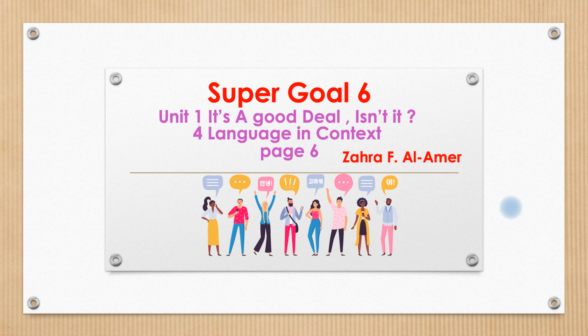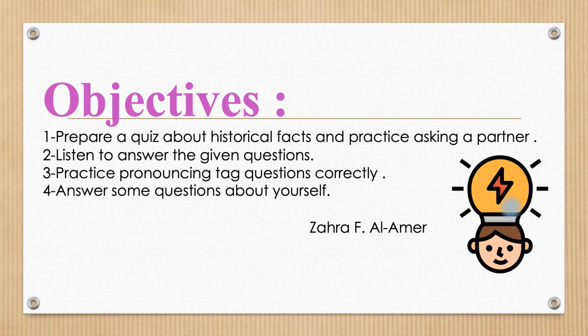For language in context, page number 6. Now let's take a look at the objectives. Number 1, prepare a quiz about historical facts and practice asking a partner. Number 2, listen to answer the given questions. And number 3, practice pronouncing tag questions correctly. And number 4, answer some questions about yourself.